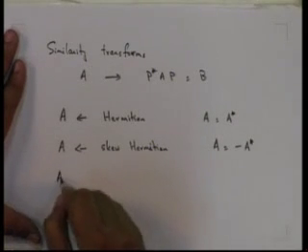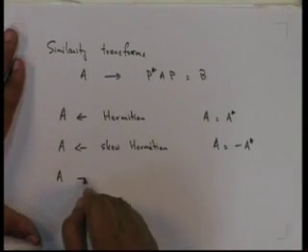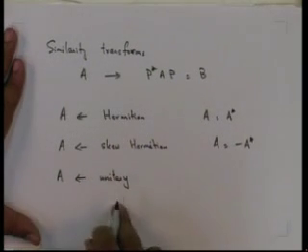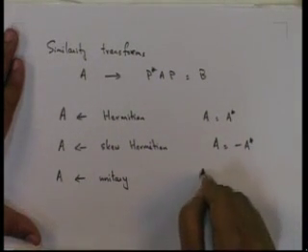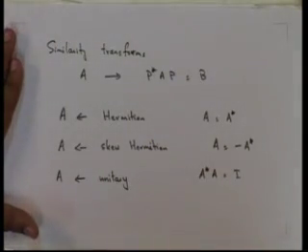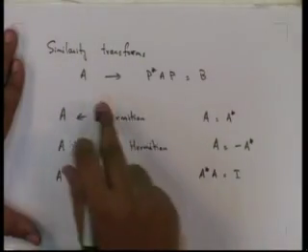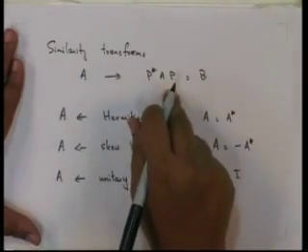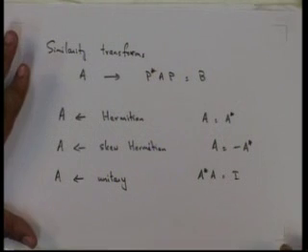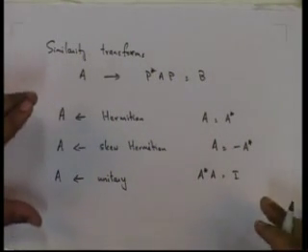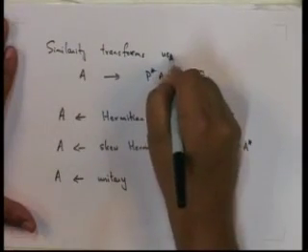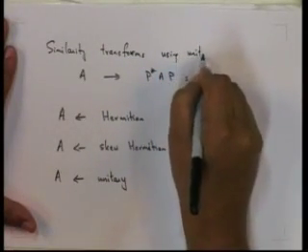If A is unitary, so if A is unitary, what's the property? A conjugate transpose A is equal to identity. So if A is unitary and you do a similarity transform using unitary matrices, you will end up with a B which is also unitary. Okay? So these are properties of matrices which are conserved under similarity transforms using unitary matrices.